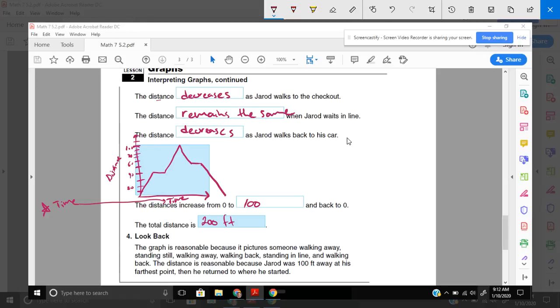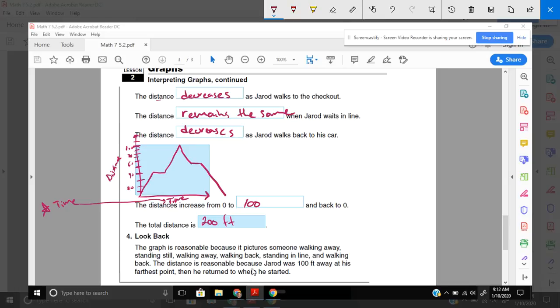Okay. So looking back, it says the graph is reasonable because it pictures someone walking away, standing still, walking away, walking back, standing in line, and lastly walking back to his car. It's reasonable because he was 100 feet away at the furthest point, and then he returned to where he started.